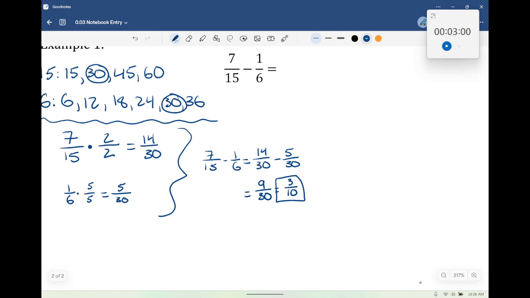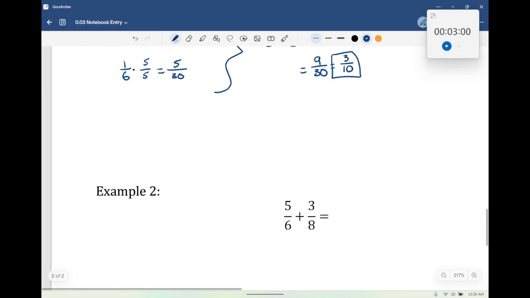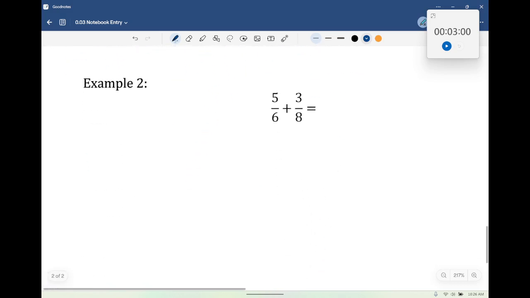All right, I'm going to go through the second example faster. We've seen this done out. I'm going to move just a little bit quicker. Example 2, the only thing that's changed is this is addition. Yeah, my denominators are different, but the setup is the same.